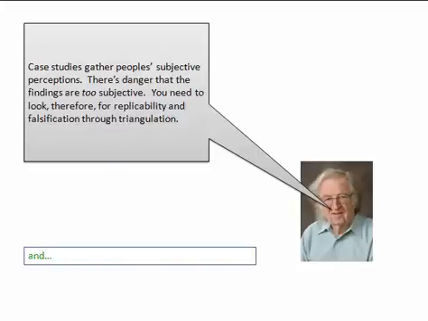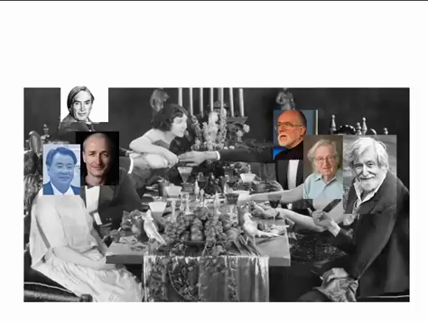He also says that case studies gather people's subjective perceptions, and there's a danger that the findings are too subjective. So again, you need to look for replicability and falsification through triangulation. And this means comparing different participants' voices with one another to check the subjectivity of what somebody said. So one of the boys watching the fight might be a close friend of one of the participants. That's going to strongly colour his response to it and his reporting of it. And he might be telling a very different story from somebody who's a sworn enemy of the same boy. So important to try to look at different voices and compare them in your findings.